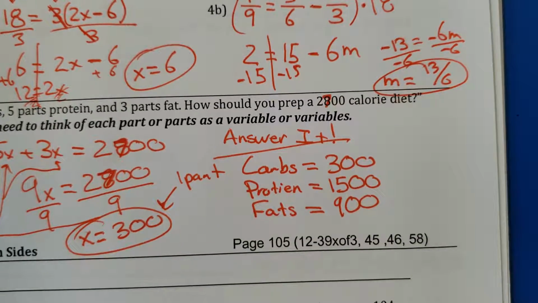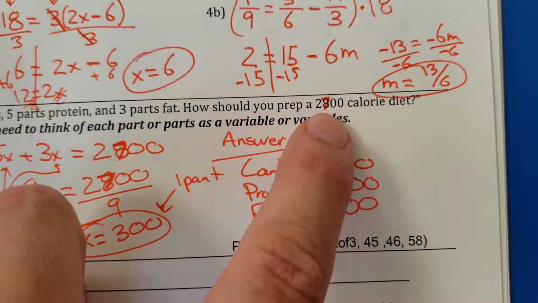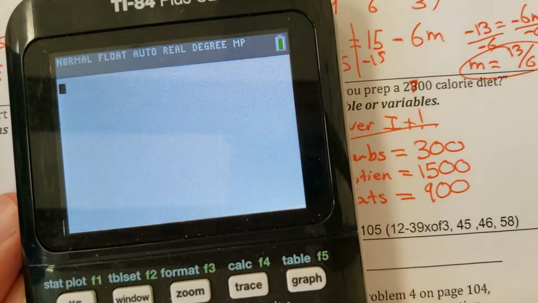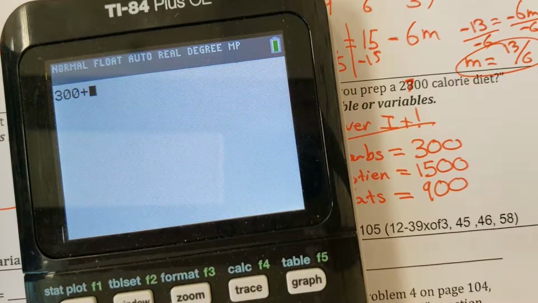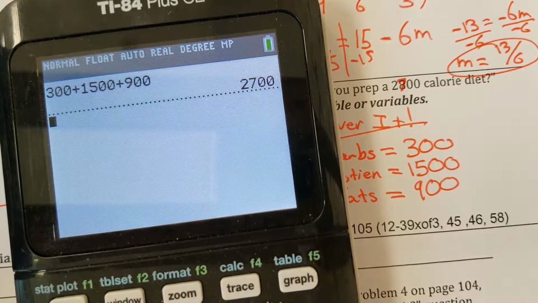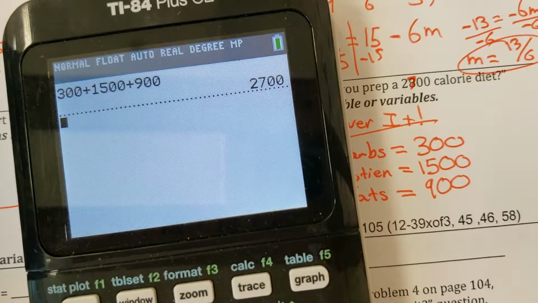All right, let's double check our work. Let's make sure this adds to 2,700 calories. Sorry about that. I must have thrown these notes together really fast, and I didn't double check my math. Silly math teacher mistake. Hey, there we go, 2,700. All right, cool. That's all I got.